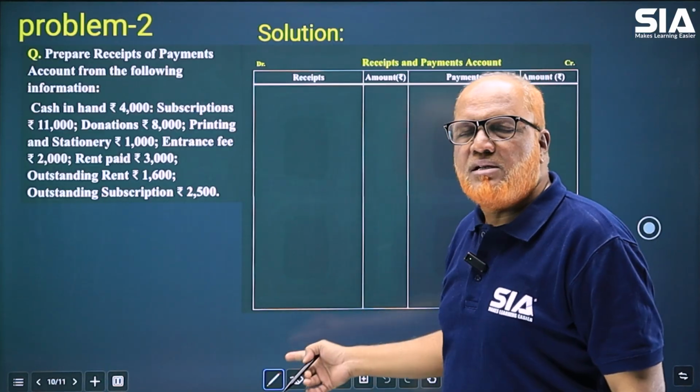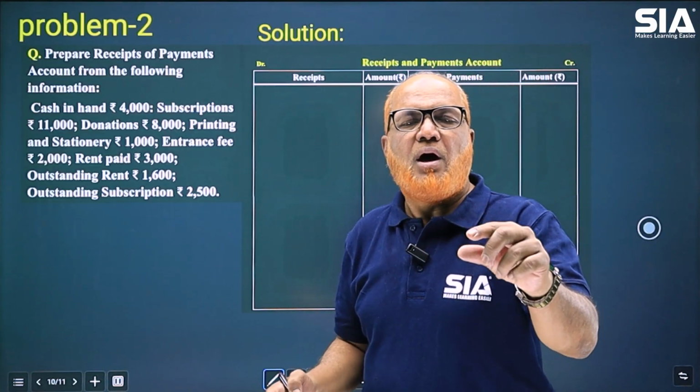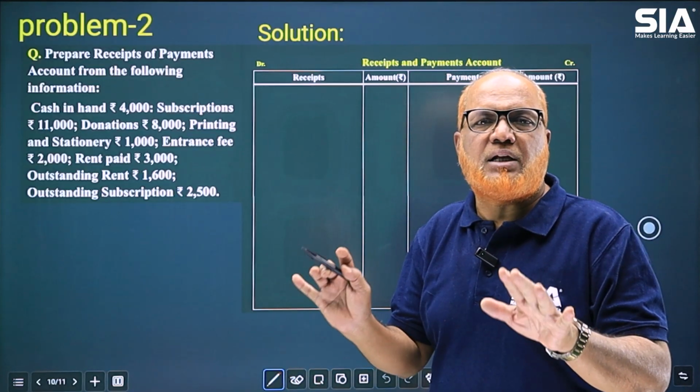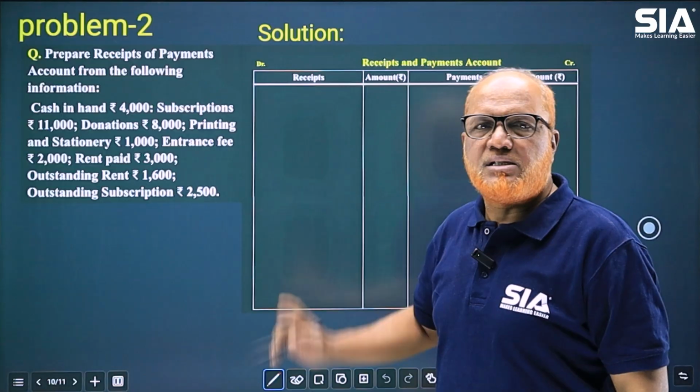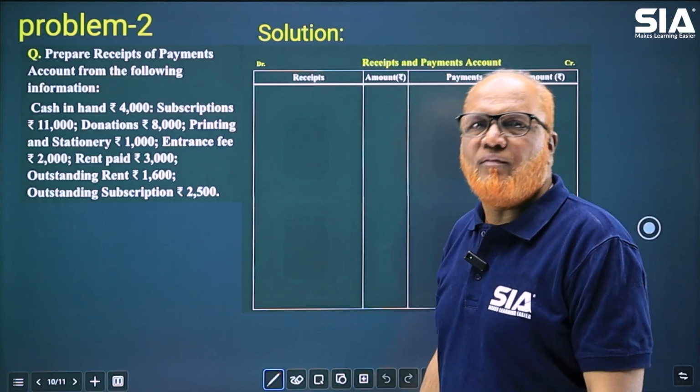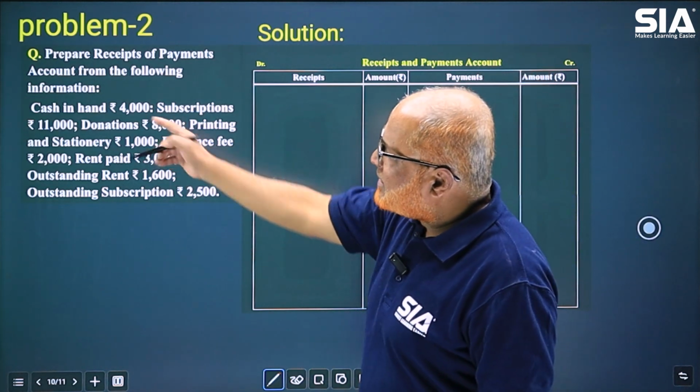After completing this receipts and payments account, give a note. Outstanding rent and outstanding subscription will not be considered in making the receipts and payments account. That's it. So now we'll start solving this problem. The first item is cash in hand.